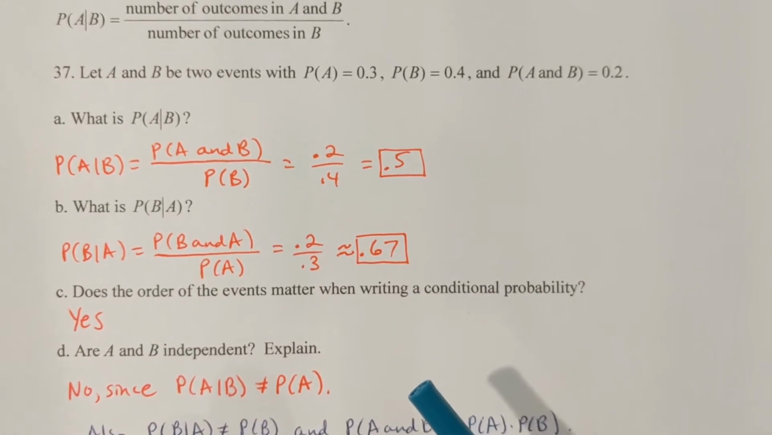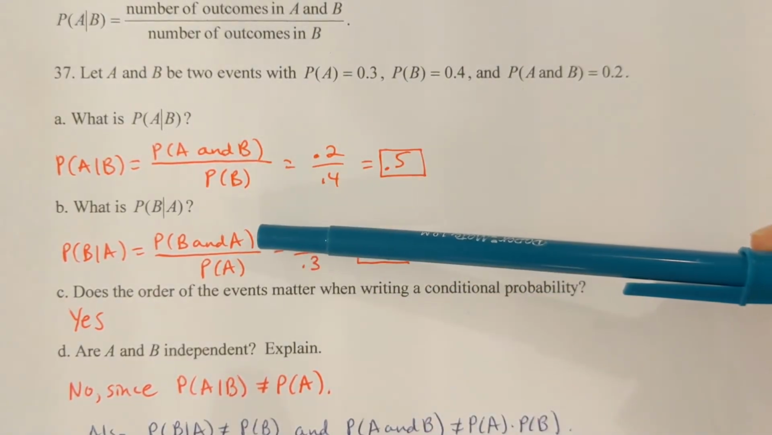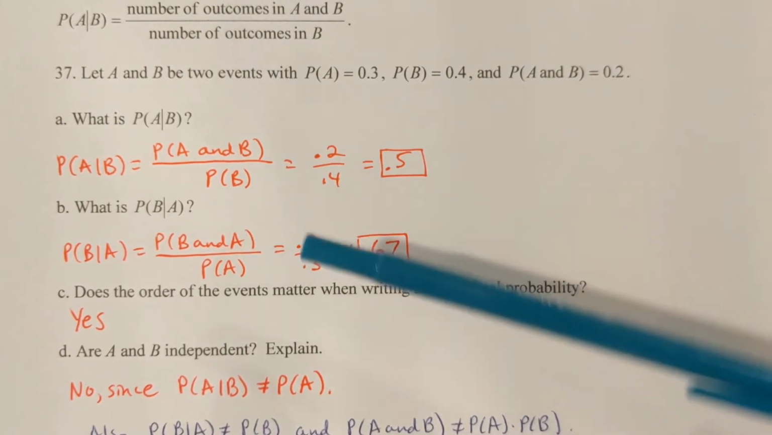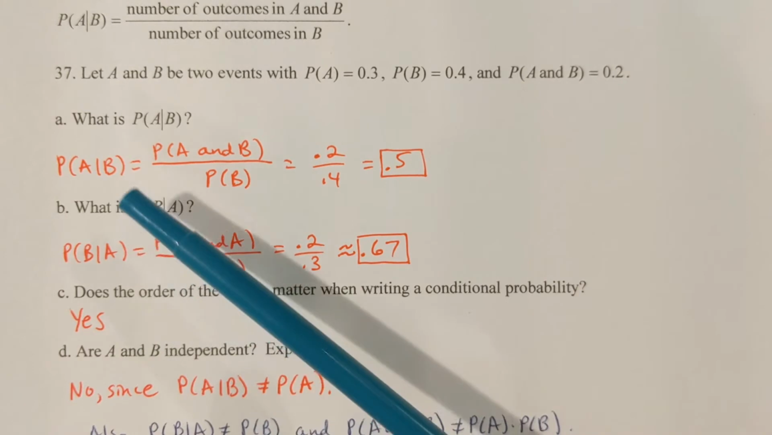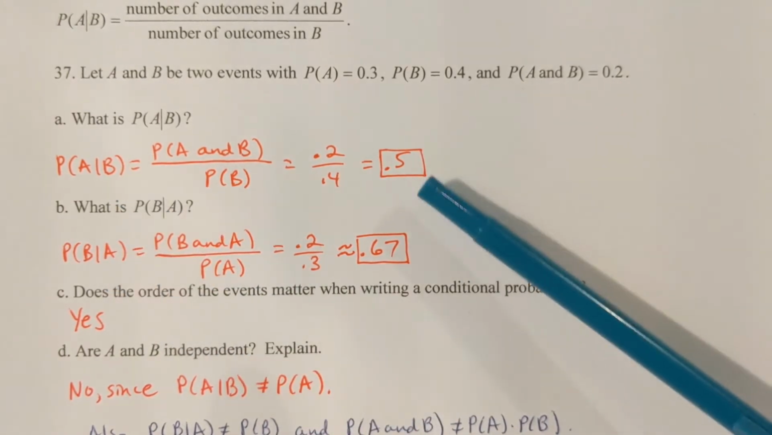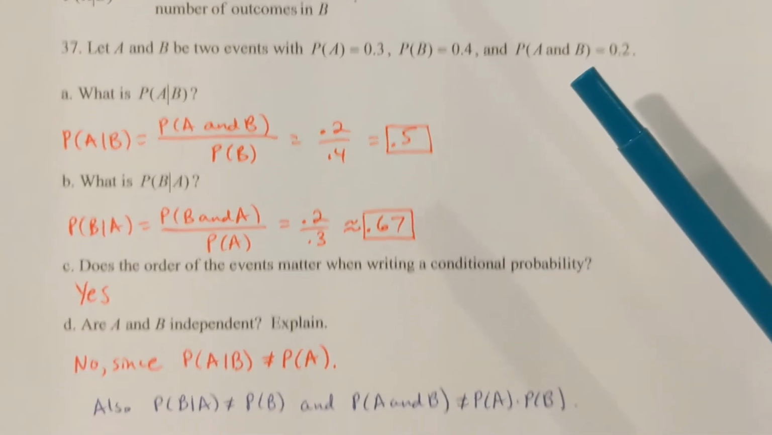Part C, does the order of the events matter when writing a conditional probability? They don't matter when the keyword is and, like we see here, we still get 0.2 if we switch the events. They do matter, though, in the case of a conditional probability. If you switch the events, you're not going to get the same result necessarily. So there is an order to what we're doing there with the notation.